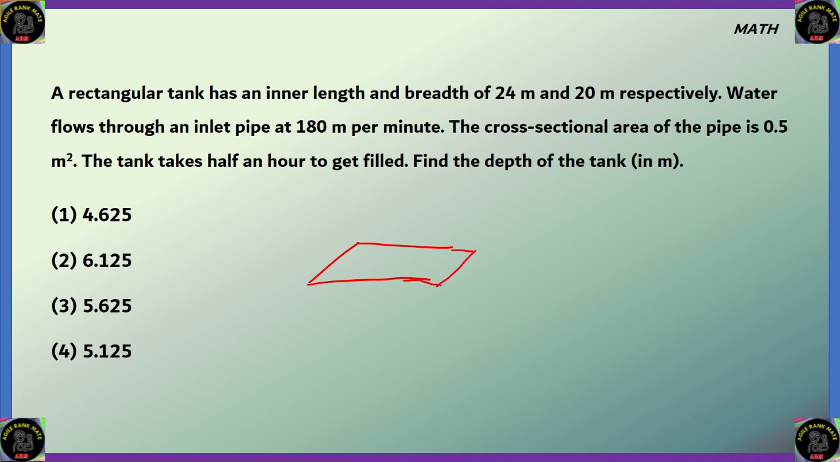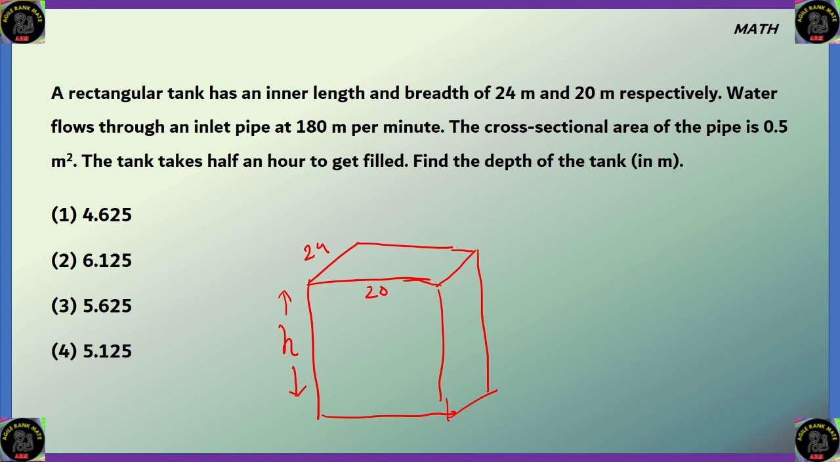Now let's just consider the inner length, and since there is no information about the outer area or the outer length, we do not need it. So let this equal 24 and this equal 20. Now we have to find the depth of the tank. So let the depth of the tank be h, or if you want to call it height or depth, both of them are the same. So the depth of the tank in meters would be h meters.